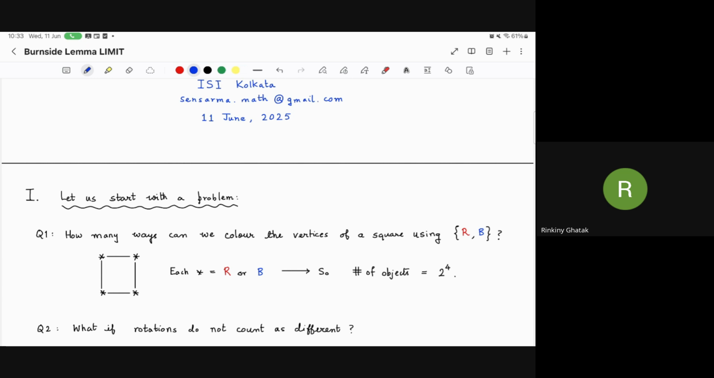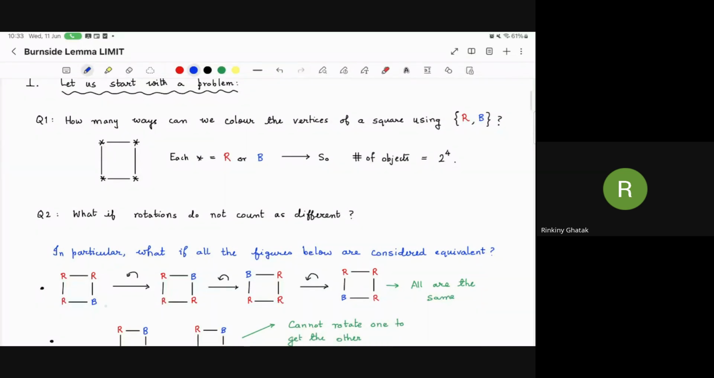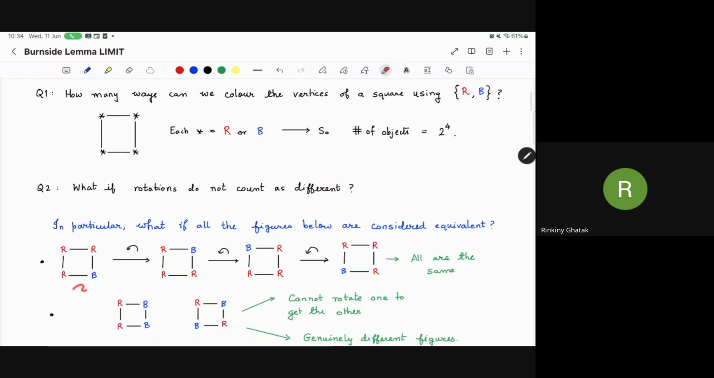What if I say that rotations are not different? In particular, what I mean is, if I take these four configurations, by the way, I hope my cursor is visible. Yeah. So if I look at these four configurations, they are the same thing. This happens in the case of many real world objects, for example Rubik's cubes or organic compounds. There are many representations of them, but multiple representations correspond to the same object. All of these four correspond to the same thing. We will consider them as the same.